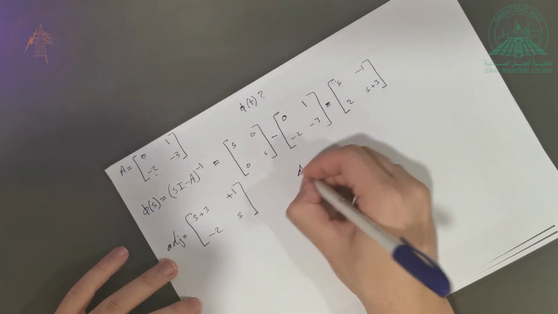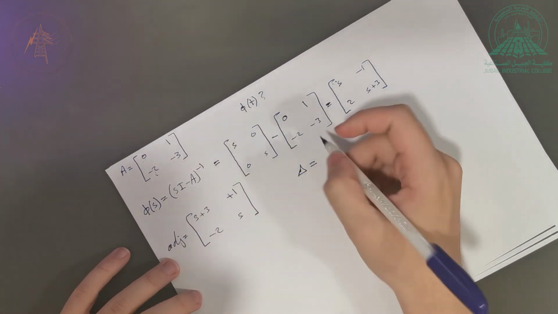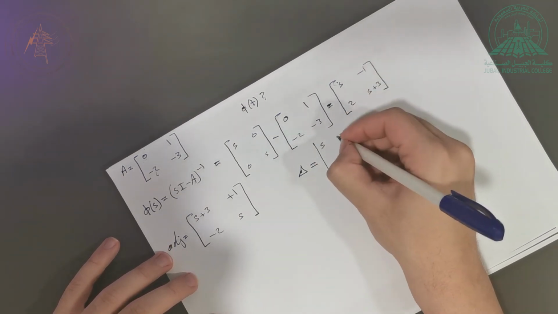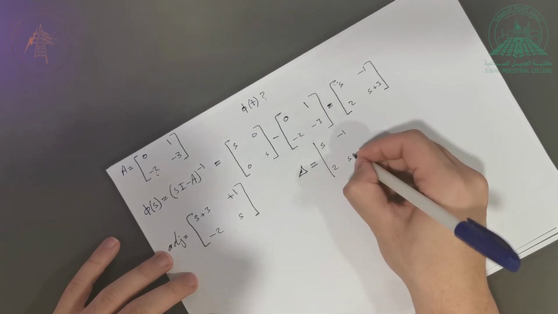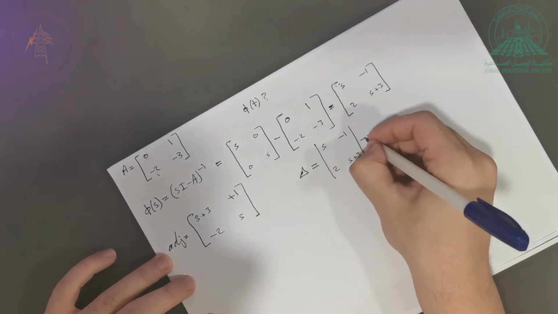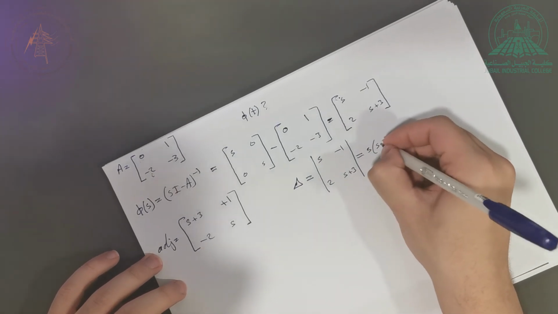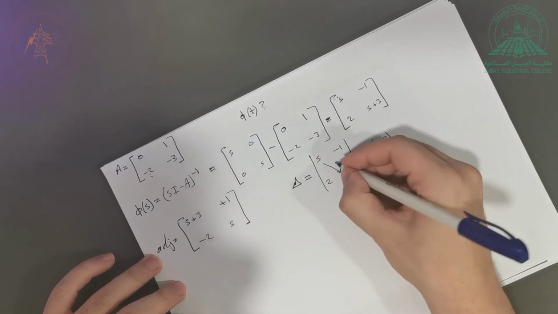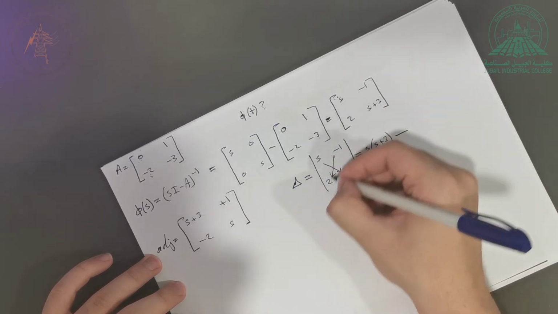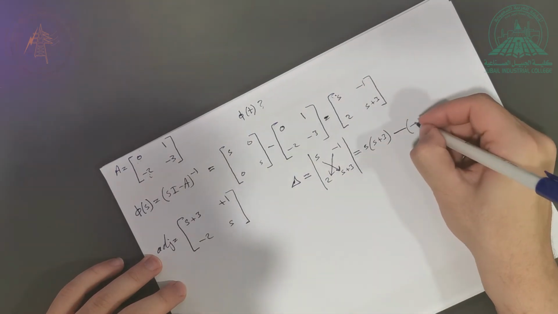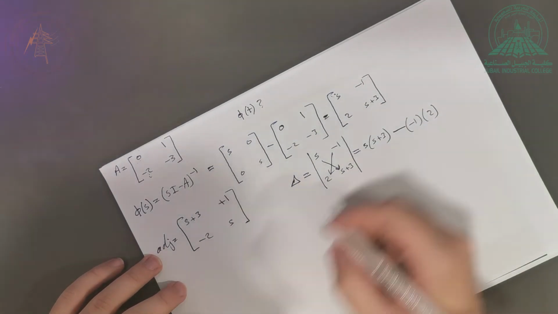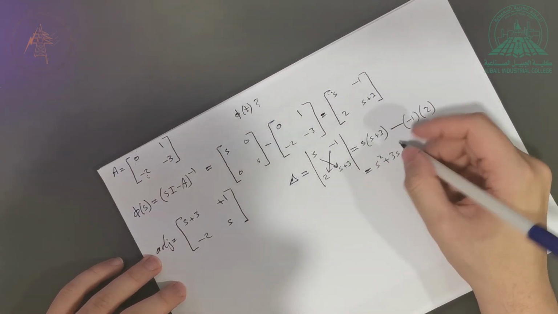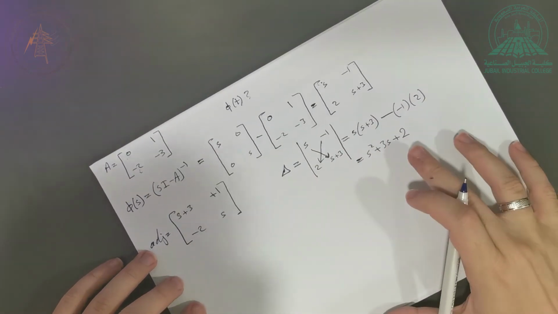How about the determinant? The determinant is equal to the determinant of this thing, s, minus 1, 2, s plus 3. So what is the determinant of this thing? It's equal to this multiplied by this, basically, minus this multiplied by that. So it's equal to s squared plus 3s. This is minus 2 multiplied by minus, so you get plus 2. So it's the same determinant as you can see.